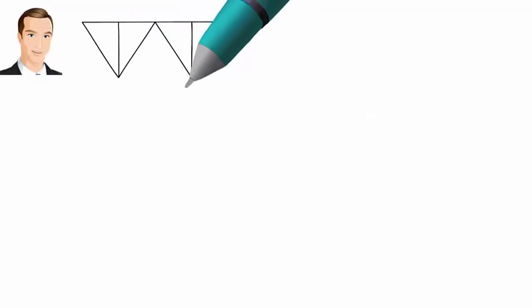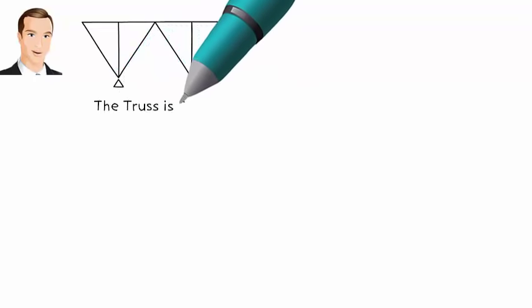Here is another truss, which is somewhat similar to the previous one. Can we show it is unstable? Pause the video and give it a try. No matter how hard you try, you cannot prove that this truss is unstable. Why? Because it is stable.